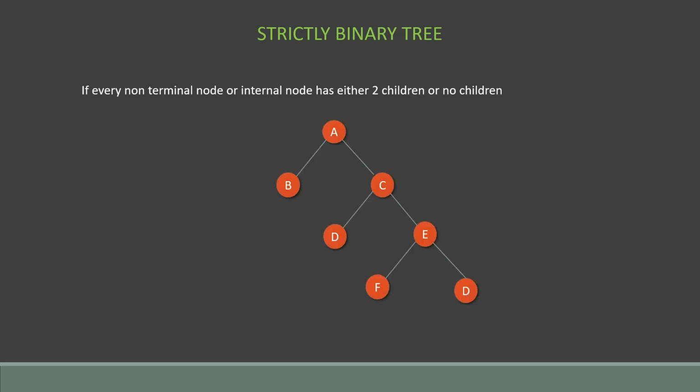So let's see what is a strictly binary tree. If every non-terminal node, or internal node, has either two children or no children at all. So this is a strictly binary tree, in which we can see that every internal node has either two children or no children at all.